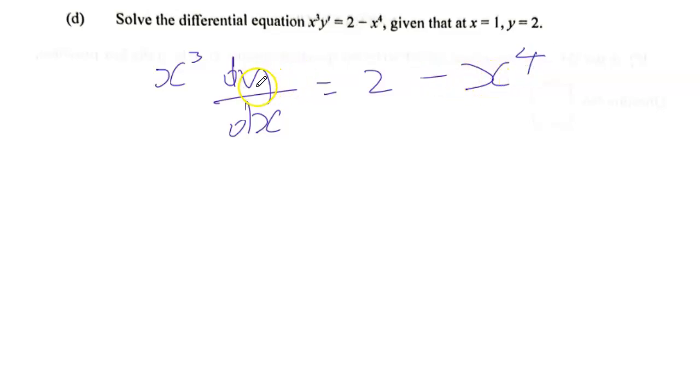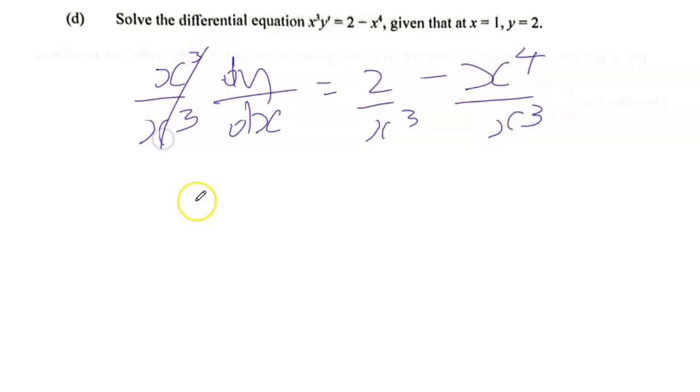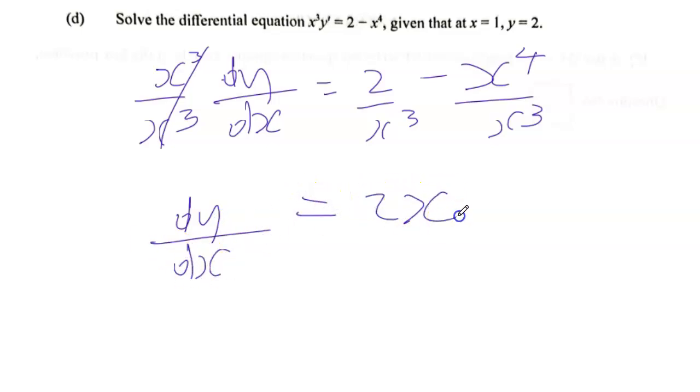So one thing we could do is transpose for y. We could divide both sides by x cubed. Divide all the terms by x cubed. So this cancels that, and we're left with dy by dx equal to 2 over x cubed, which is the same as 2x to the power of minus 3. You bring it up and the sign of the power changes. Minus x to the power of 4 divided by x cubed. Law of indices, we can just subtract the x powers. So 4 take away 3, that's x to the power 1.